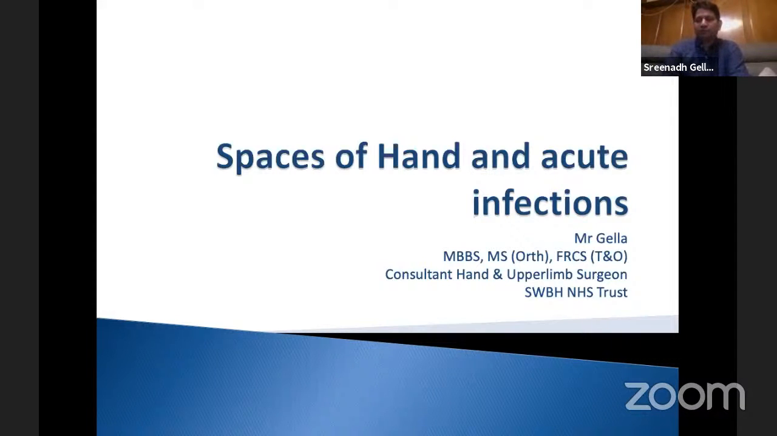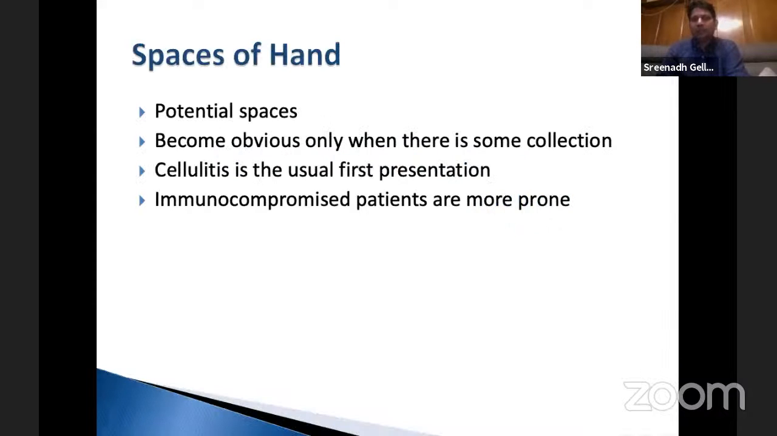So before we go any further, the spaces of the hand, these are potential spaces. What I mean by that, as you all know, if you open a hand and want to have a look at the spaces, they are not available unless there is a pathological collection present there. They only become obvious whenever there is an infection, sometimes a tumor, or a reactive effusion.